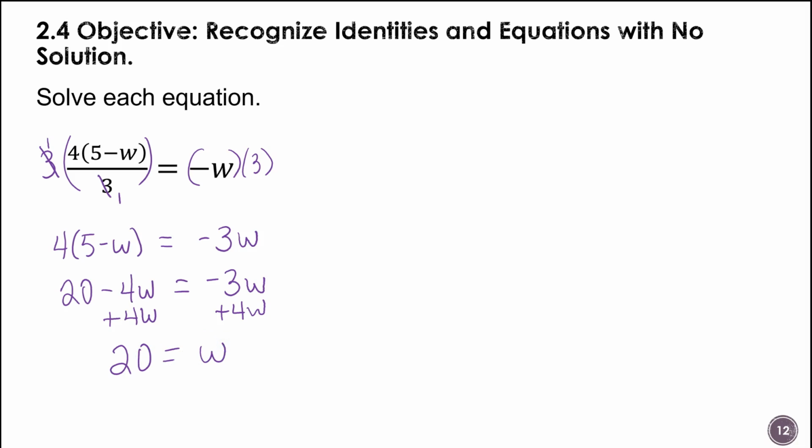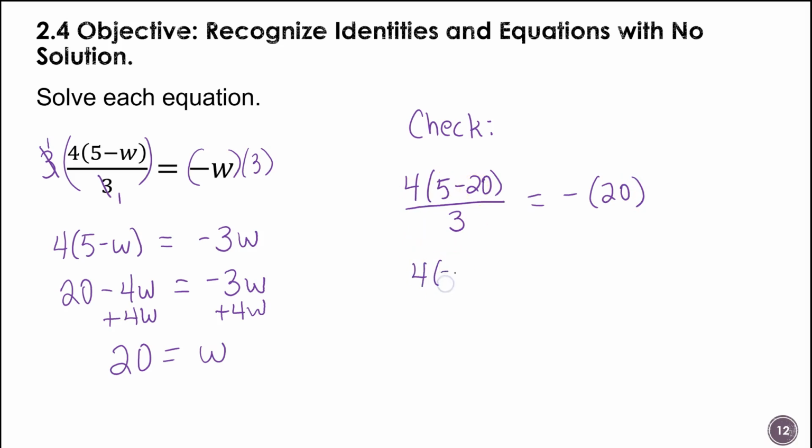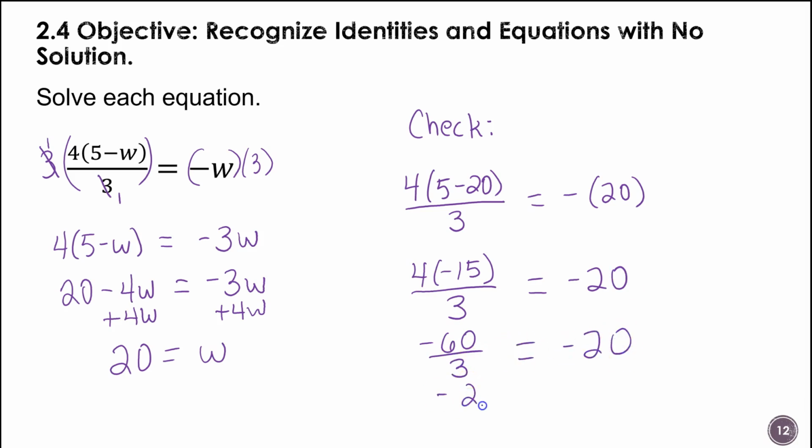You can always go back and check that and see, is that going to work out for me on this equation that we had. Let's just check this for a minute. So if we check, I'm going to have 5 minus 20 divided by 3 equals negative, and I'm going to substitute the 20 there. So I'm going to have 4 times negative 15 divided by 3, and that's negative 60 divided by 3. And so you can see that yes, this does check because I get a true statement here at the end. Negative 20 equals negative 20.